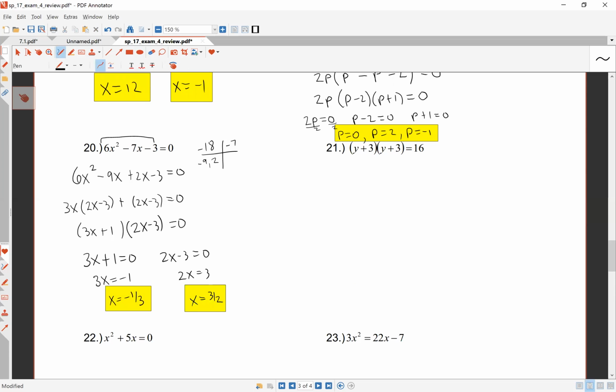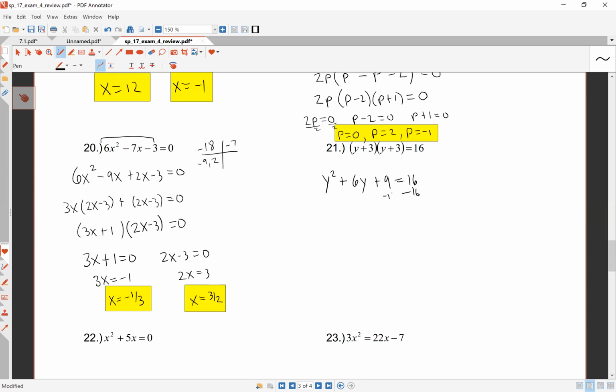Number 21, we've got y plus 3 times y plus 3 equals 16. We don't have 0 on the right side, so we're going to have to subtract it. But before we do that, we're going to have to FOIL out the y plus 3 times y plus 3. It's y squared plus 3y plus 3y is 6y plus 9 equals 16.